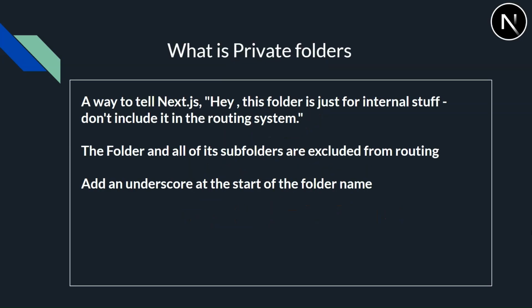It is a way to tell Next.js, hey, this folder is just for internal stuff. Don't include it in the routing system. The first point is that these folders are not part of your routing system, which we built in the previous video when we created folders and a page.tsx inside them. The second point is that the folder and all its subfolders are excluded from the routing. So we can easily understand that private folders are excluded from the routing system.